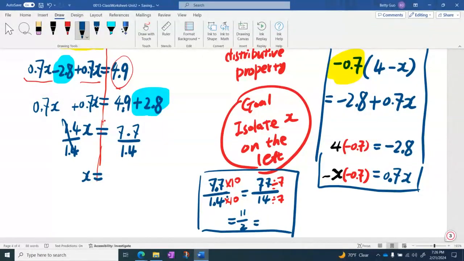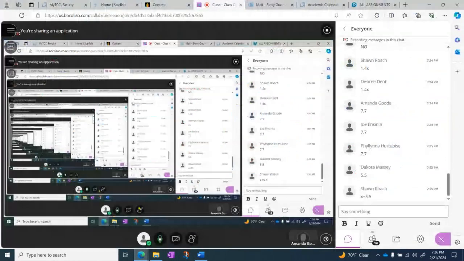Half of 11. Half of 10 is 5. Half of 1 is 0.5. So 5.5. If you use a calculator to divide 7.7 by 1.4, you should have 5.5 as well. Awesome. Thank you, Sean. Dakota. Yeah, exactly. Awesome, guys.